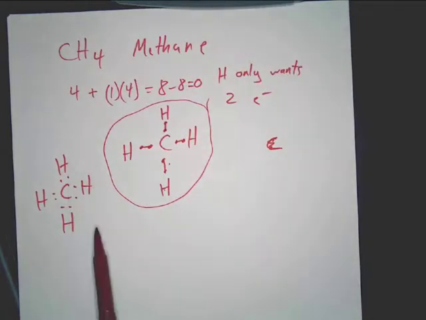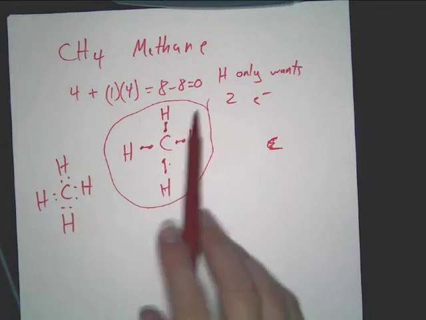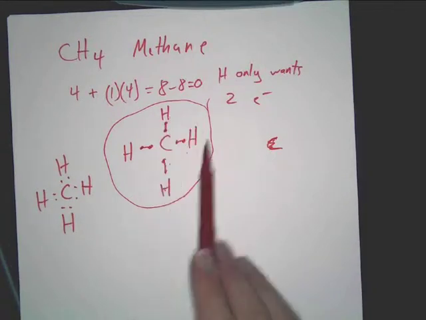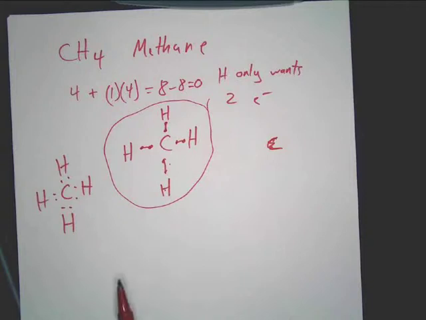Each hydrogen has 2. No, we look individually. This hydrogen has 2. This one has 2. Yes, in total there are 8 electrons on 4 hydrogens, but you split it up.